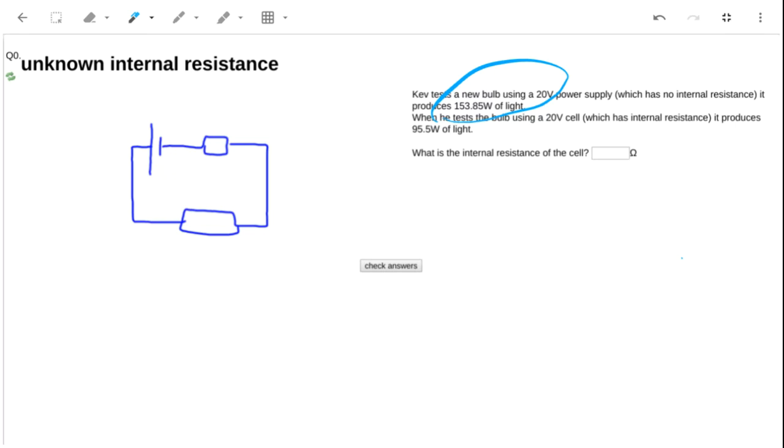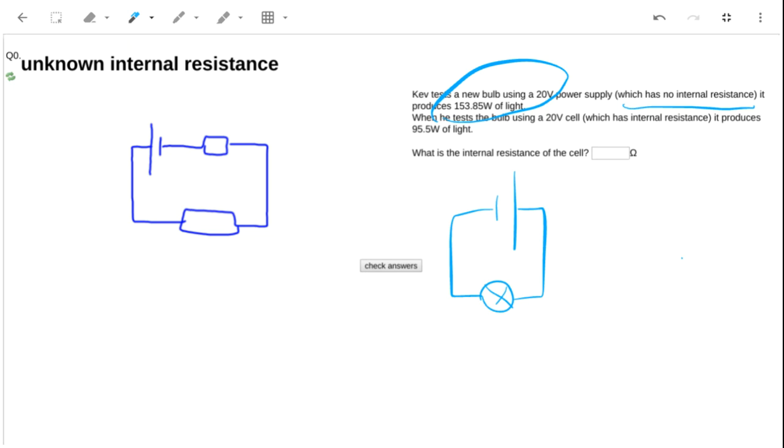Hello. Quite a cool question, this one here. It tells us the first thing about a bulb and a cell with no internal resistance. So we're not looking at the left-hand diagram to begin with. We've just got a bulb and a cell, no internal resistance, and they tell us voltage and power.